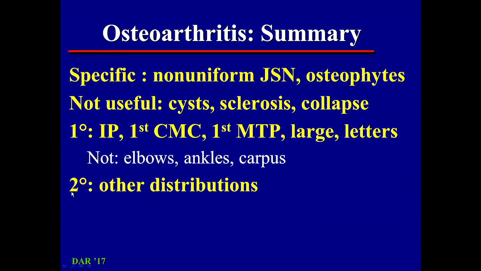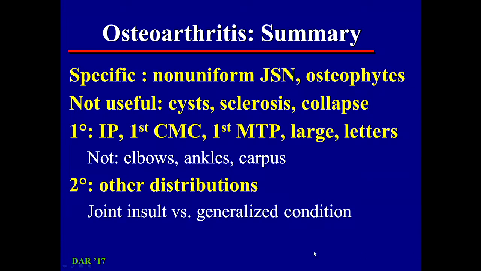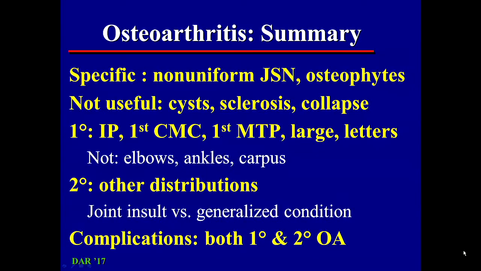Secondary osteoarthritis we recognize by other distributions, and we want to decide, is that one joint or two joints where there's been an insult to that joint, or is it multiple joints where there's a generalized condition weakening the cartilage? And then finally, the complications of osteoarthritis are important. We see those both in primary and secondary osteoarthritis.